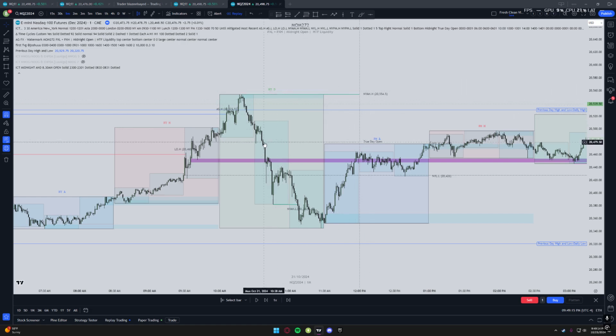So true day open is plotted right here. We can see, look at that precision right there. That come up, what do we come back down to? We didn't come back down into this fair value gap, we came below it. We came barely above the true day open, midnight open, and then we continued higher.